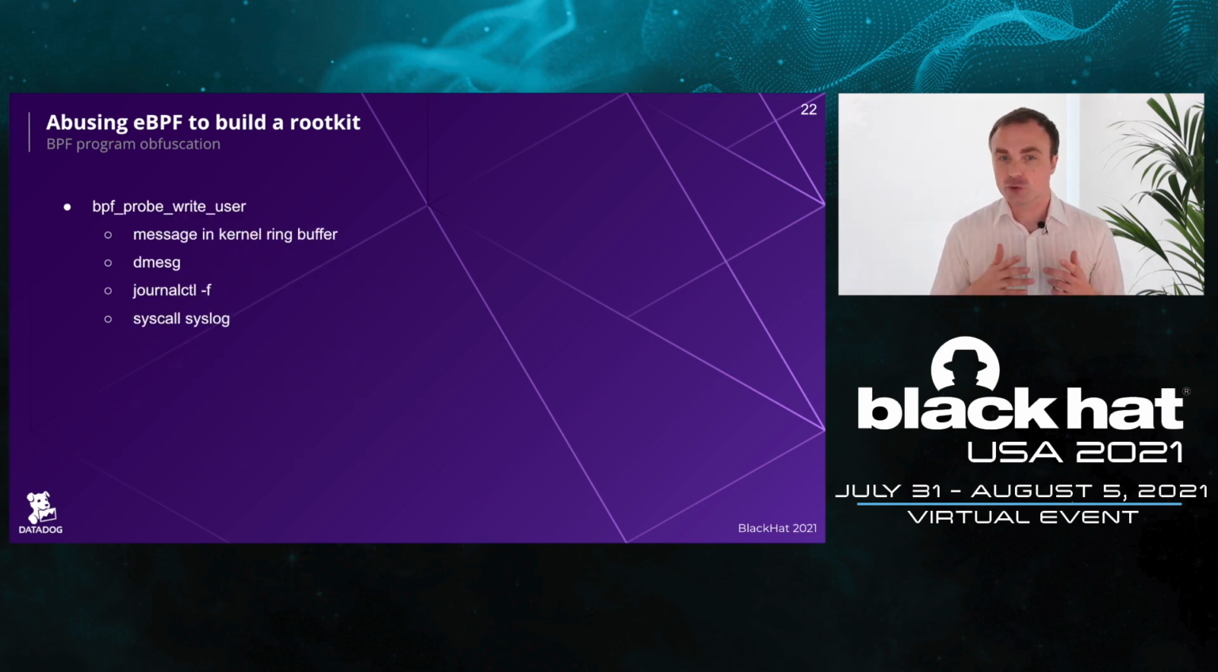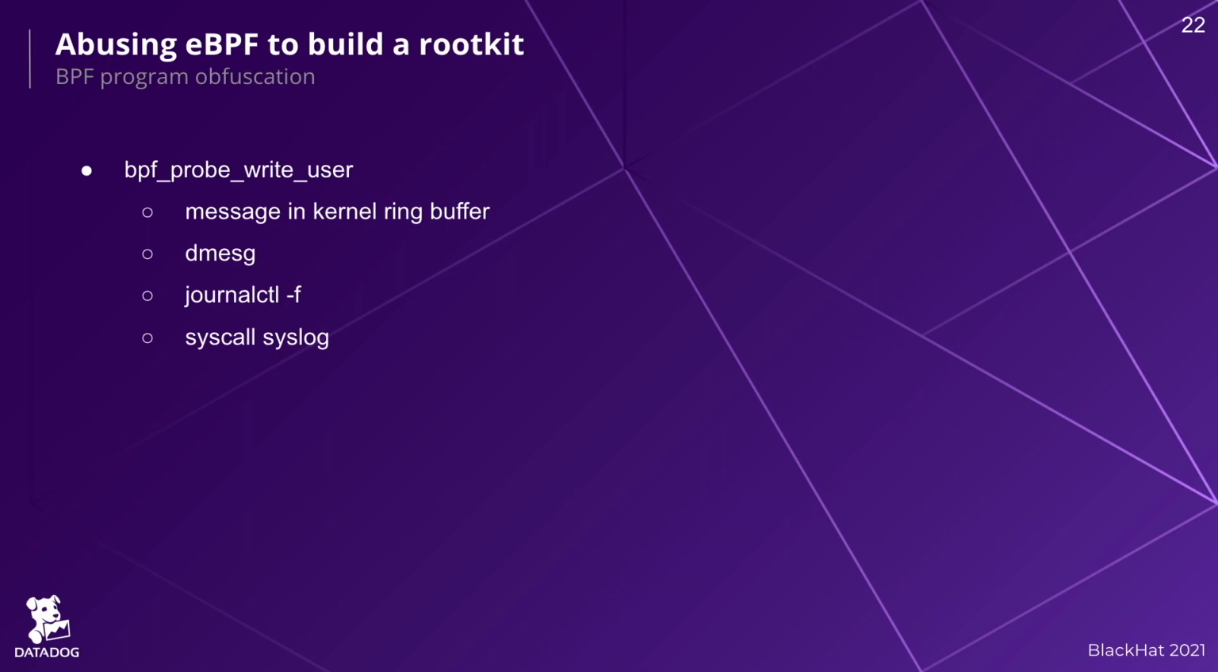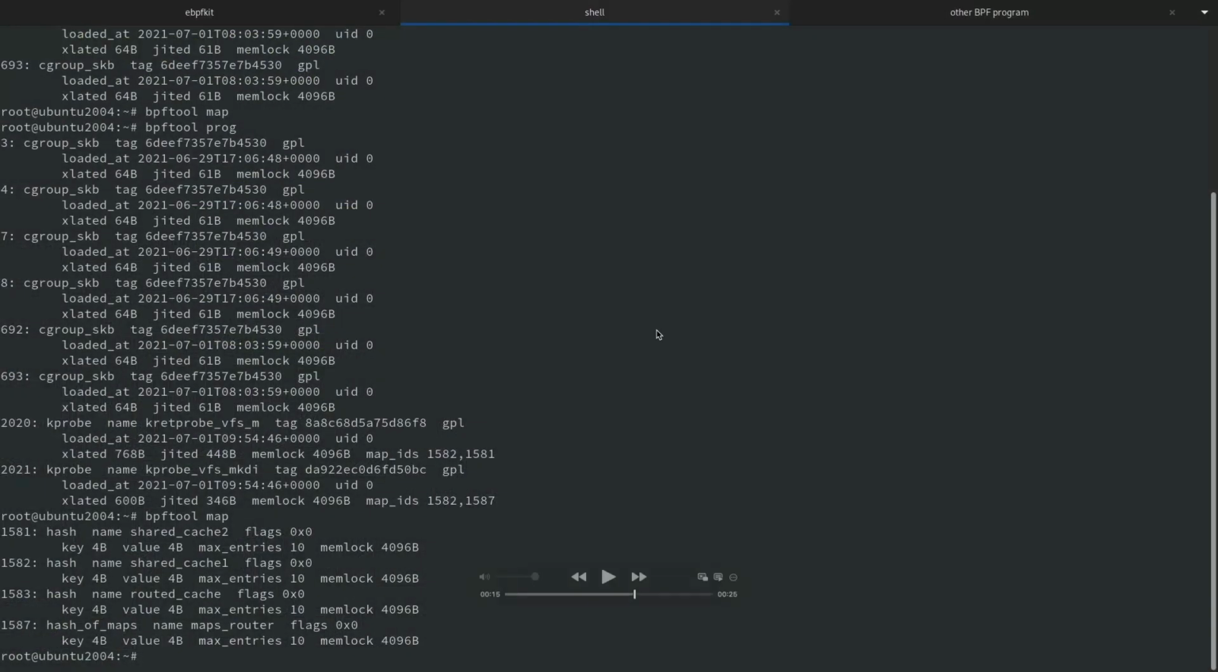bpf_probe_write_user is a crucial part of our rootkit, but it comes with a pitfall. When an eBPF program that makes use of it is loaded, the kernel prints a legitimate, though pretty scary message in the kernel ring buffer. So let's look at how the rootkit handles this case.